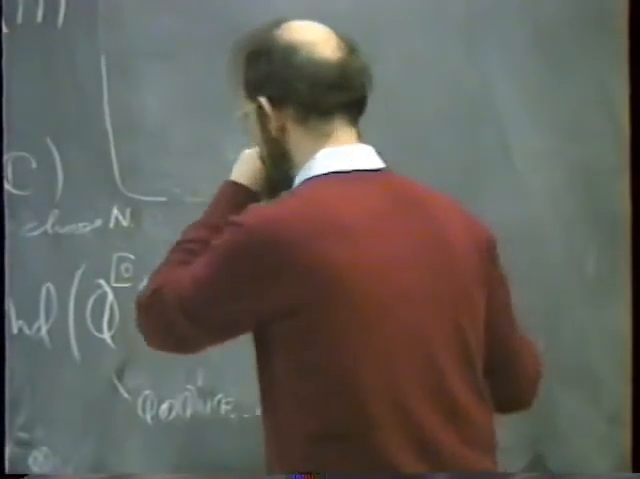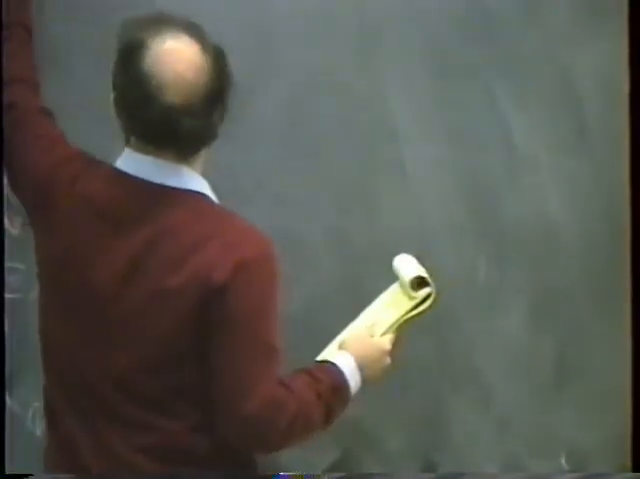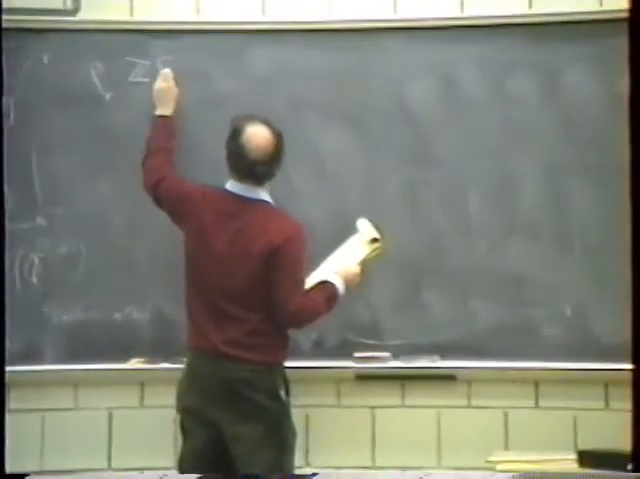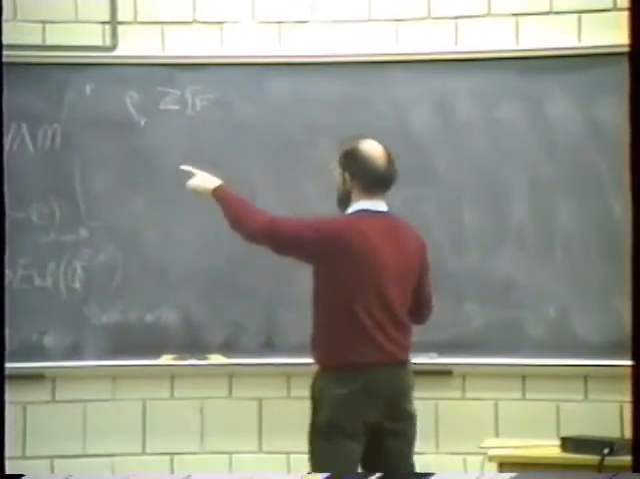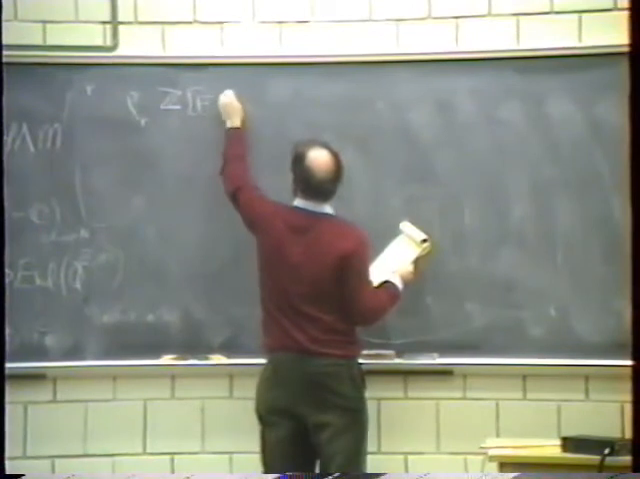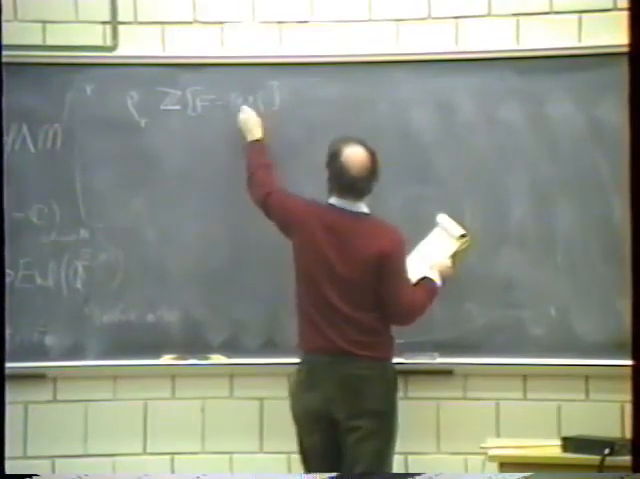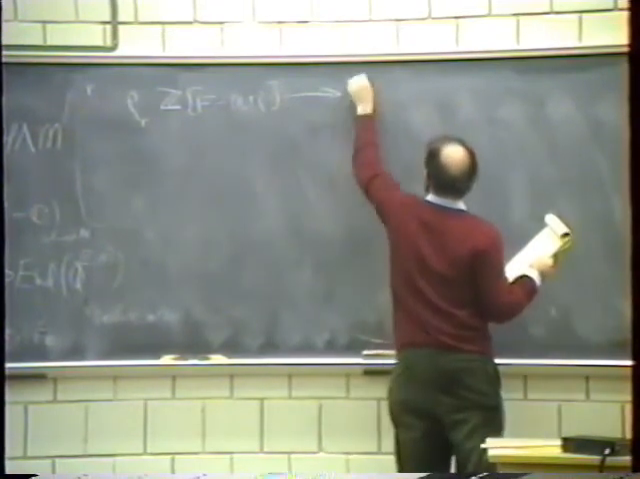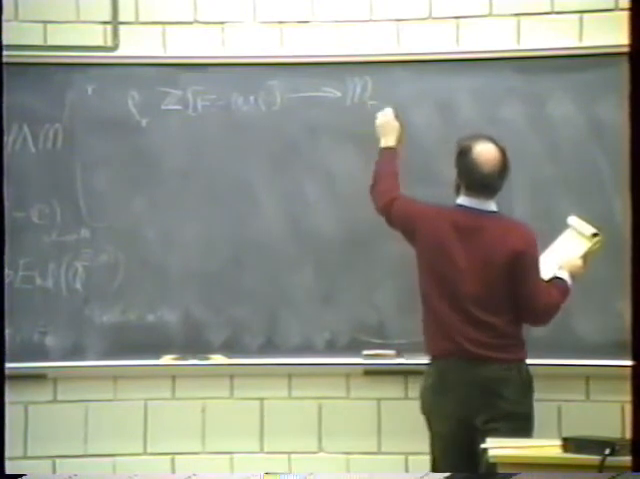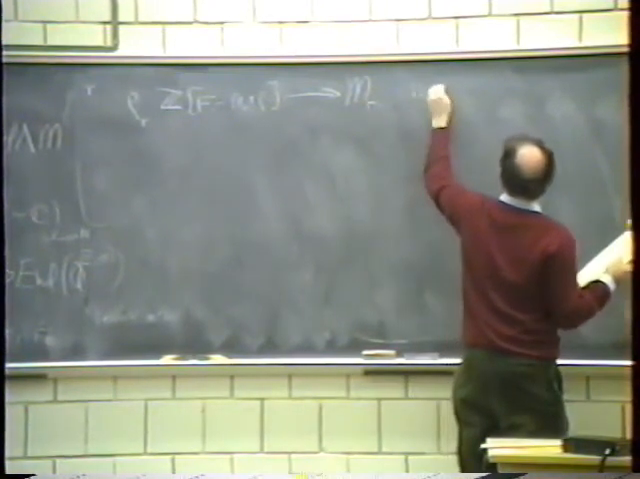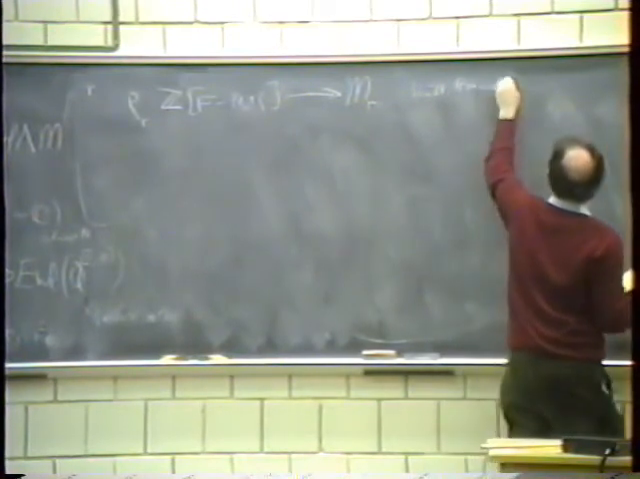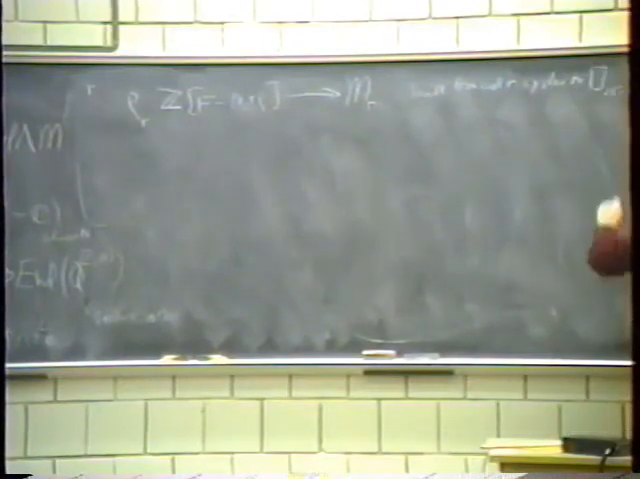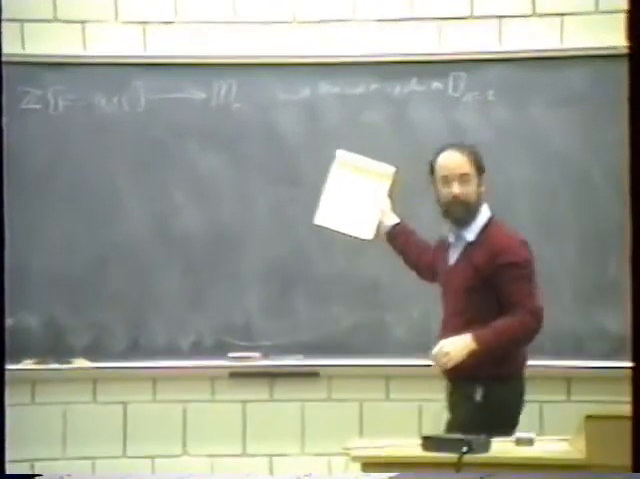So here we go. I'll define, for any integer r, I'll define rho r from the free abelian group on F minus 0, 1, just the free abelian group on these generators, into M r, which is built out of codimension r cycles on delta 2r. Built from is sort of vague, but you get the idea.